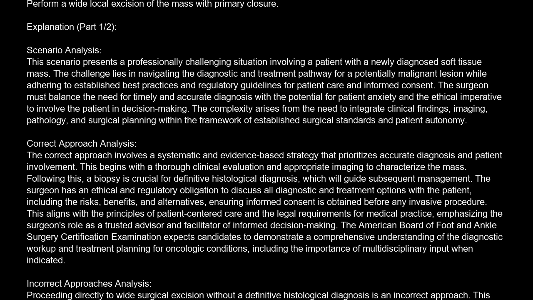This aligns with the principles of patient-centered care and the legal requirements for medical practice, emphasizing the surgeon's role as a trusted advisor and facilitator of informed decision-making. The American Board of Foot and Ankle Surgery Certification Examination expects candidates to demonstrate a comprehensive understanding of the diagnostic workup and treatment planning for oncologic conditions, including the importance of multidisciplinary input when indicated.